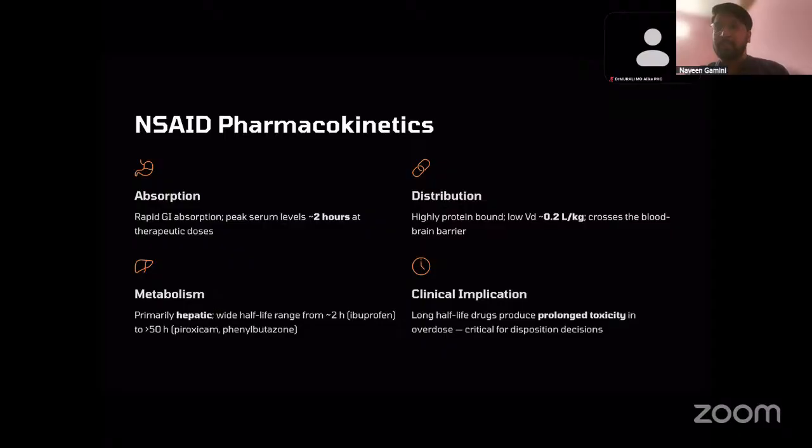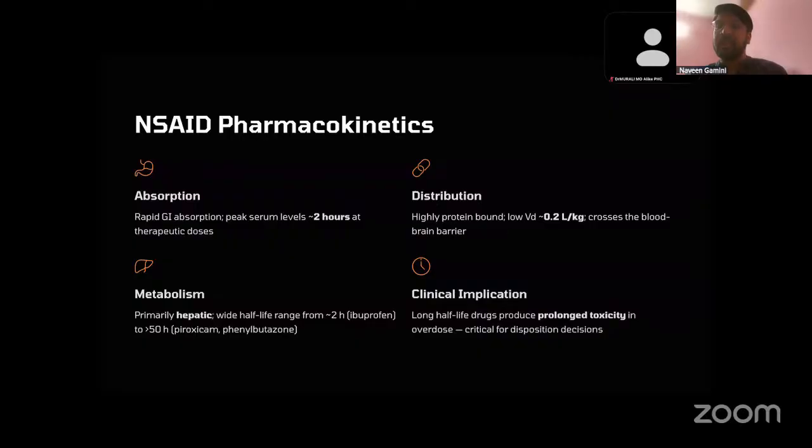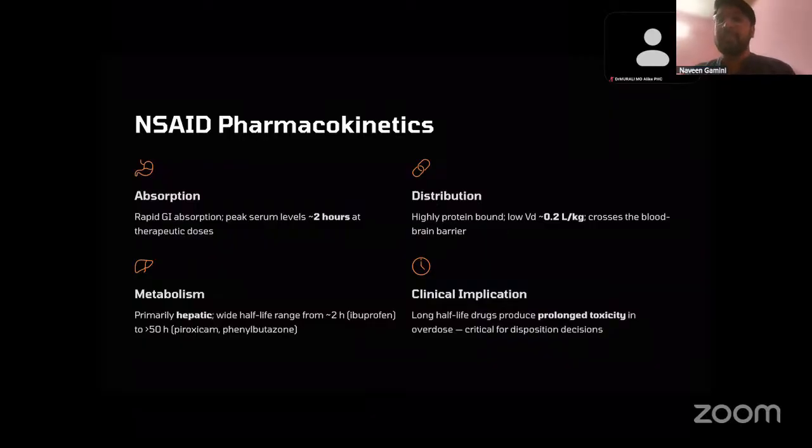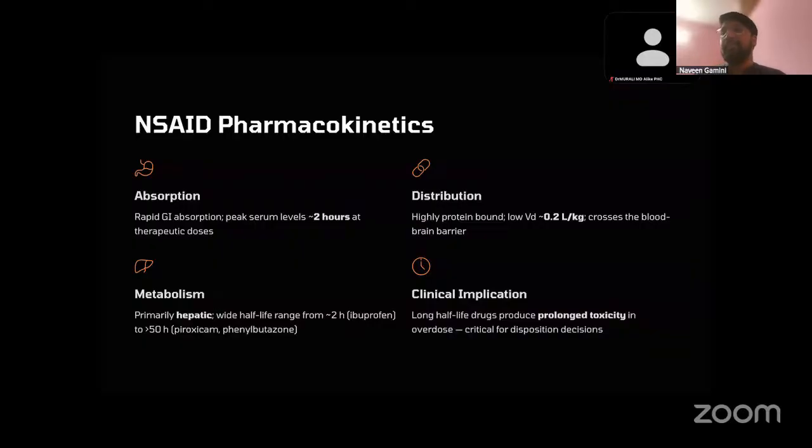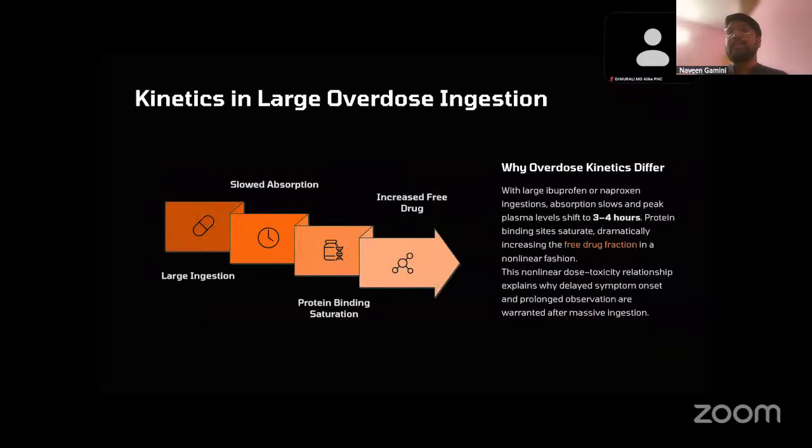It has hepatic metabolism, and the half-life ranges from 2 hours, which is commonly seen in ibuprofen, to an extended half-life of more than 50 hours seen in piroxicam. So by this, we can understand that if we want to give a long-acting drug, then we have to go with piroxicam, and ibuprofen is a short-acting drug. A long half-life drug can produce prolonged toxicity in overdose. So whenever we want to manage any person who has long-acting NSAID toxicity, we need to think about the half-life. Now, what is the kinetics?